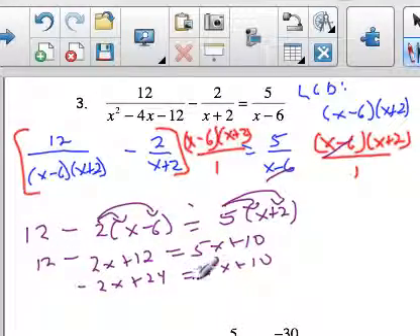I'm going to add 2x to both sides of the equation and subtract 10. So that's going to give me 7x equals 14. And divide both sides by 7, I'm going to get x equals 2.